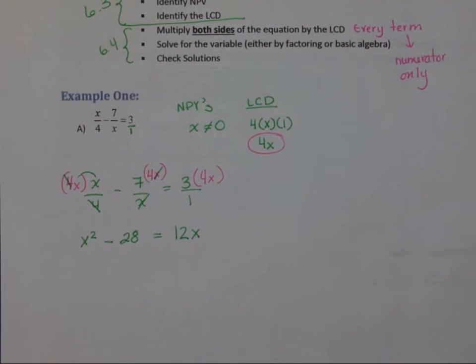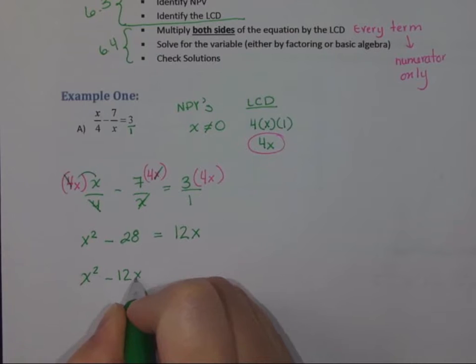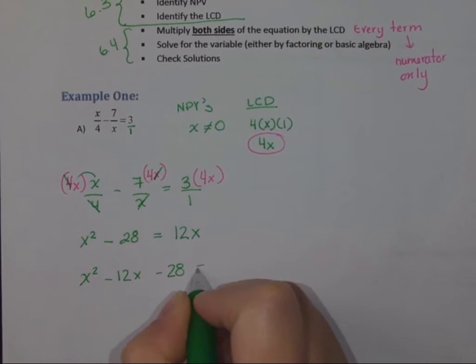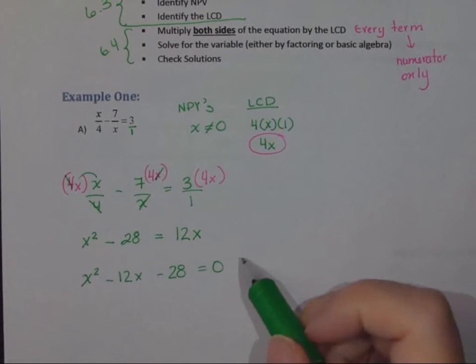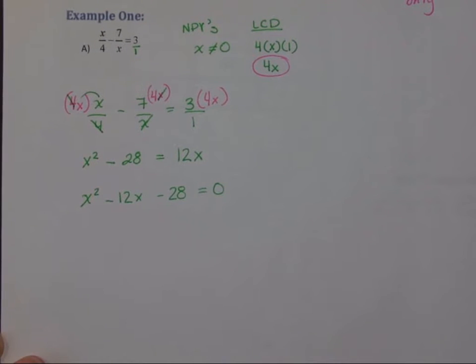Okay, so when I look at that, as soon as I see the x squared, I know that I'm going to have to either factor it or use my quadratic formula to solve. So I have to set it equal to 0. So I'm going to have x squared minus 12x minus 28 equals 0. Has to be equal to 0 before I do any factoring or use my quadratic formula.